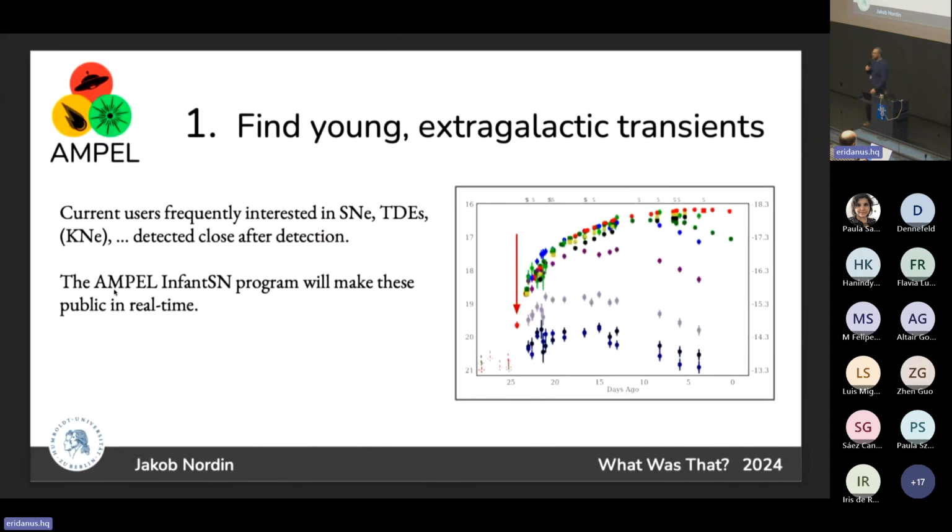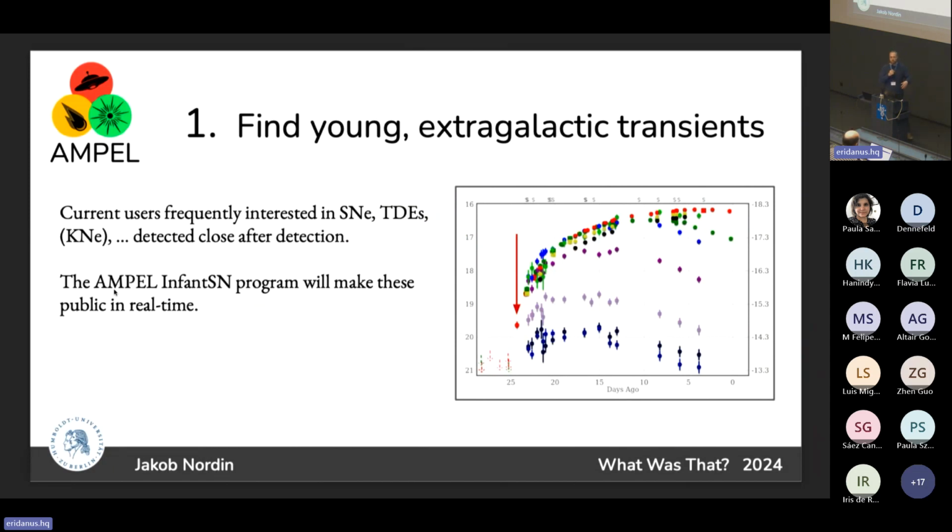Instead, again, coming back to the real topic, how to connect to alerts, I'm going to mention three ways of doing that here. So one is, if the one thing you're interested in is young extragalactic transients. So this is what most of the AMPEL users are doing. They're coming from the supernova community. So we have an infant supernova program that basically searches for potentially young extragalactic transients for immediate follow-up.